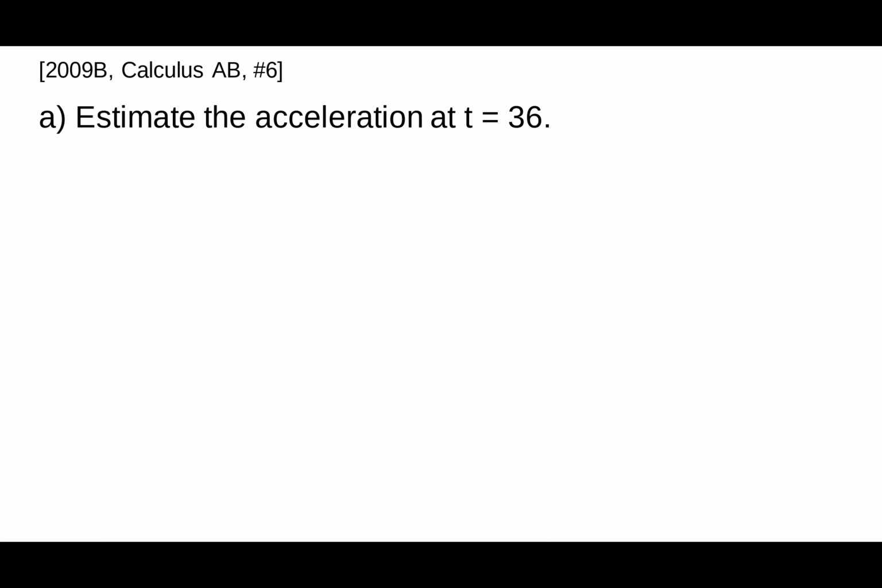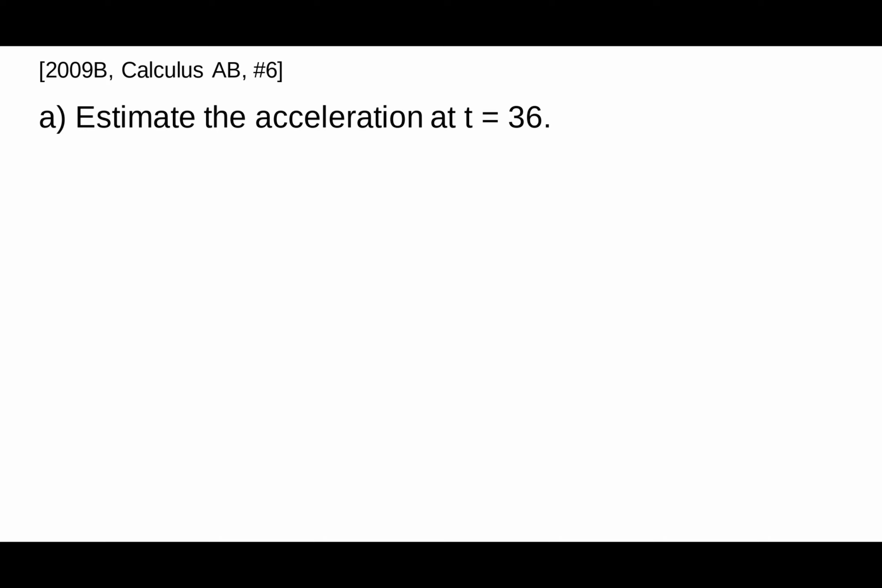In the first part of the question, we are asked to estimate the acceleration of the particle at time t equals 36. T equals 36 is not one of the values in the table, so we have to estimate it using the values that are in the table. And one of the expectations for a question like this on the AP exam is, since t equals 36 is not one of the values in the table, we need to estimate the acceleration at time t equals 36 using the two values in the table closest to t equals 36. That is the expectation in a free response question.